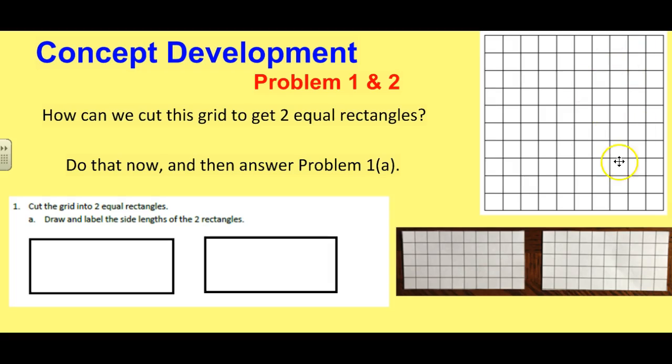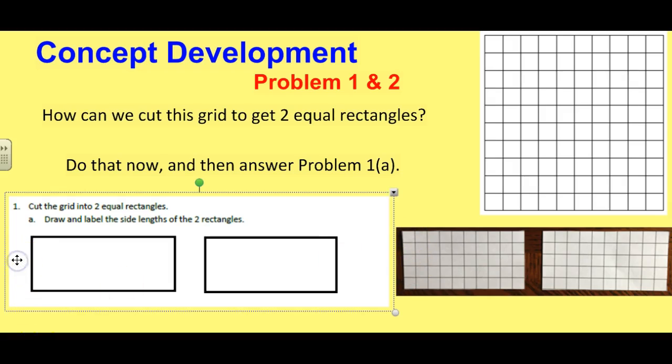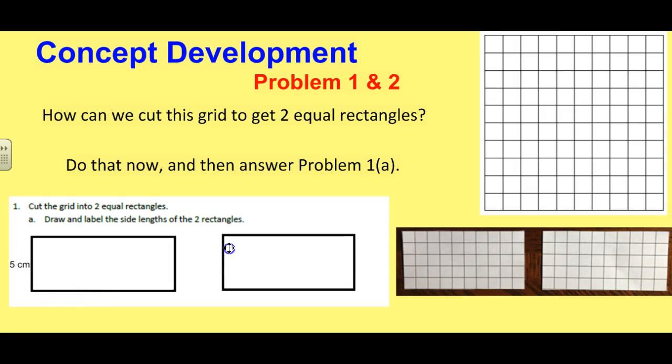This paper that we're working with, these squares are square centimeters. So whenever we are labeling the side lengths of these rectangles for problem 1A, we're going to use numbers like we normally do, but we're also going to use centimeters. On this rectangle, we see that there are 5 rows. So on one of your rectangles, you're going to put 5 centimeters. You're also going to do that on your other rectangle since these are two equal rectangles. Make sure you are putting this on your paper just like I have it on the screen.